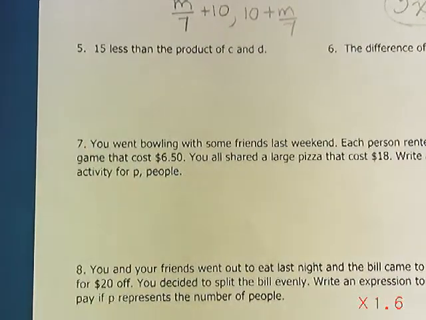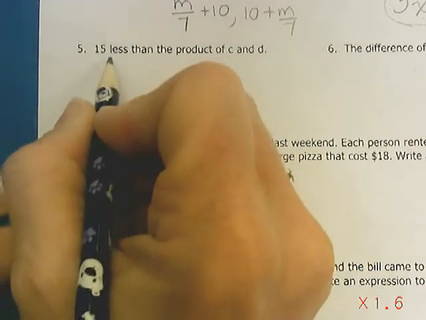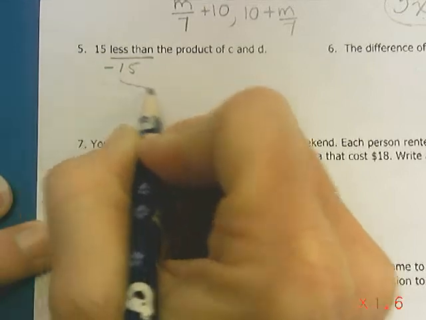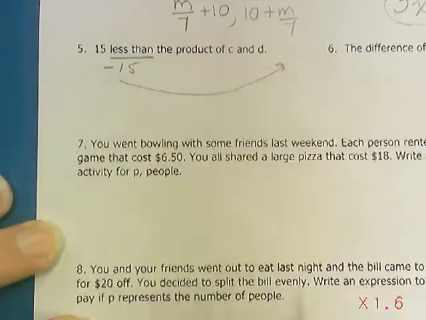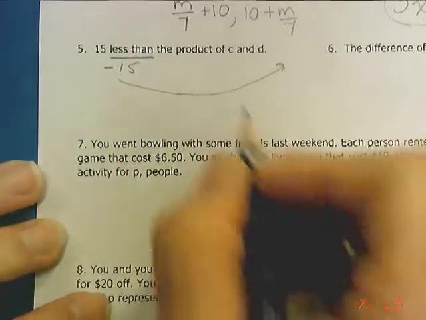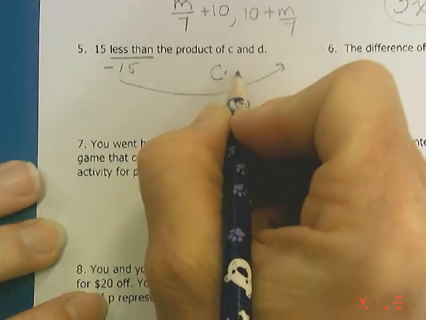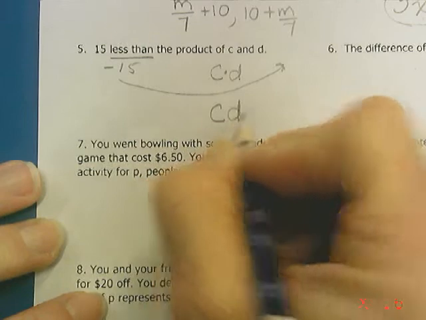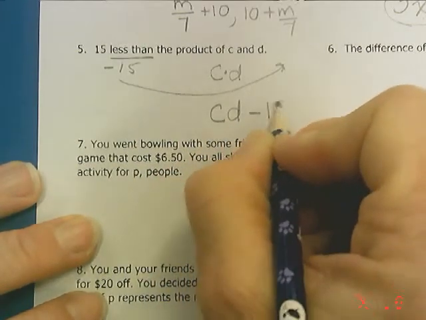15 less than the product of C and D. Less than is one of those reversals, so I know we're going to be subtracting 15 from the very end. So I'm going to put that at the back. And then the product of C and D means I want to multiply C and D together. So when I put it together, we'd have CD, or C dot D, minus 15.